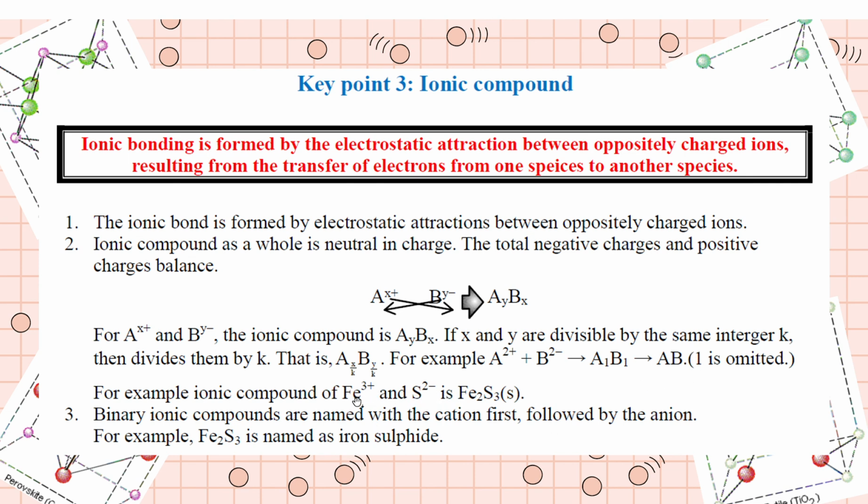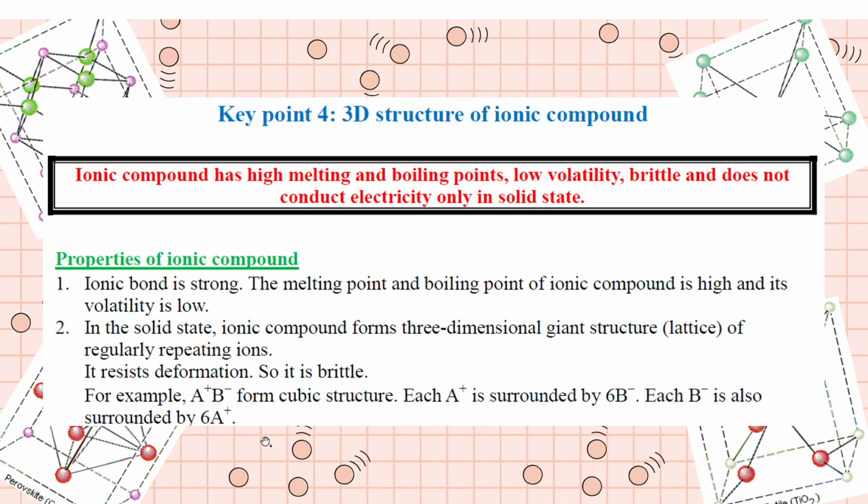So for example, iron sulfide, they join together and become Fe2S3. Of course, by this ionic formula, you can work out the charge of the ion too, especially when the metal can have different numbers of charges. Binary ionic compounds are named with the cation first, with no change to the name, followed by the anion. The anion has to change. For Fe2S3, we call it iron sulfide, because this is S2 minus.